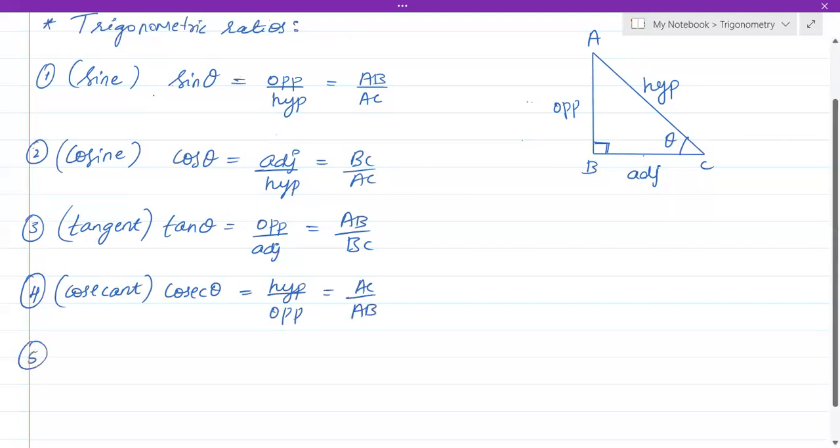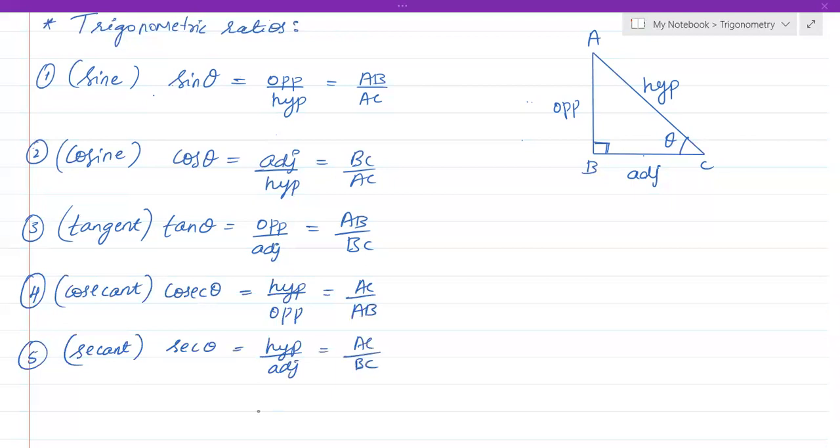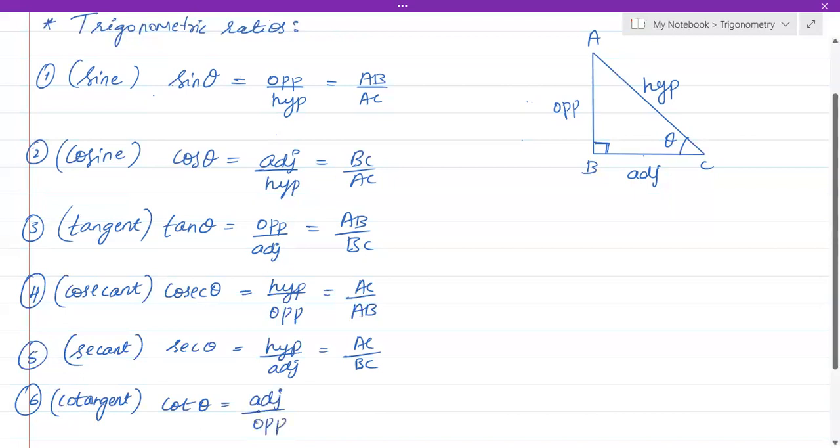Let's take the other one, secant. We write it as sec theta, secant theta. That will be hypotenuse by adjacent. From the figure, it is AC by BC. Now let's get into the last one, the reverse of tan, that is adjacent by opposite. Cotangent is the name, but we write it as cot theta, which is adjacent by opposite, which is BC by AB.